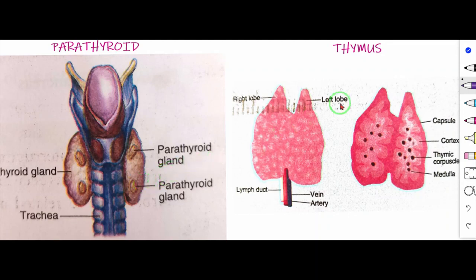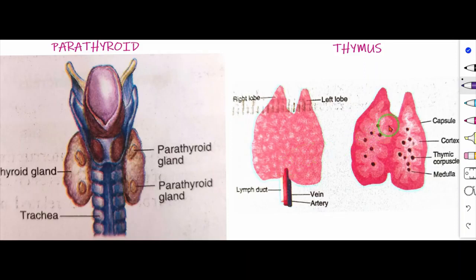So next we can see the thymus gland. Another gland, that is the thymus gland. So this gland is partly an endocrine gland and partly a lymphoid gland. It is located in the upper part of the chest covering the lower part of the trachea. So where is it located? In the upper part of the chest region. Only in the upper part of the chest region is this thymus gland located.